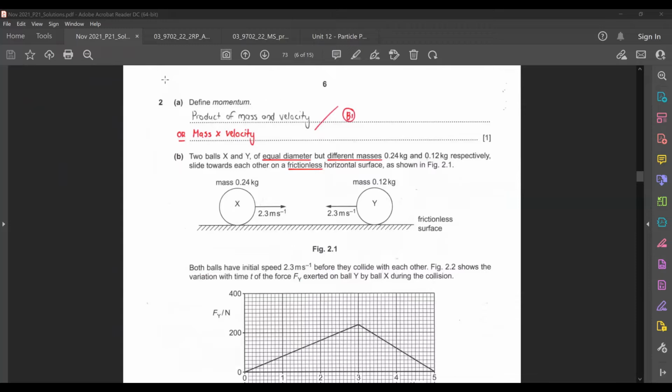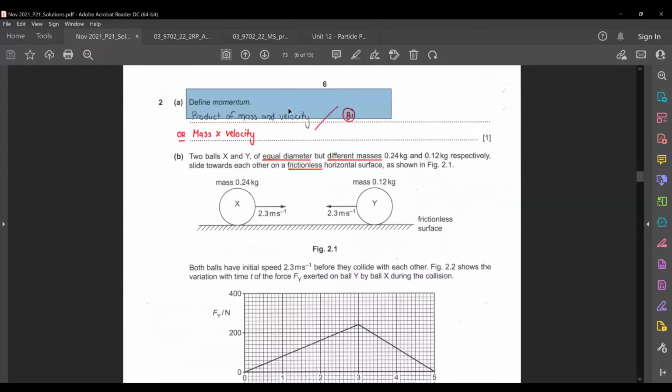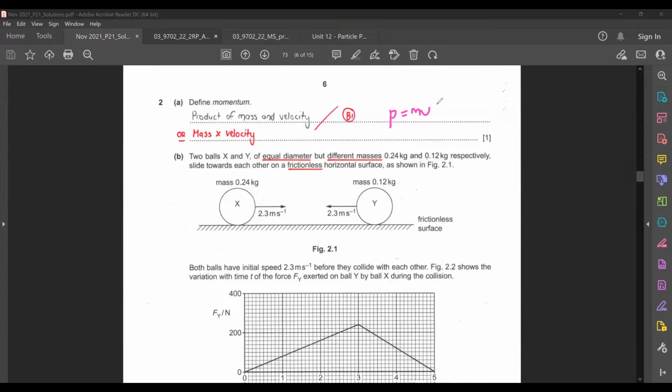Now define momentum. Momentum is the product of mass and velocity, or you can just write it in words: mass times velocity, because you know that p is mass times velocity. So just put it in words and you'll get the answer.